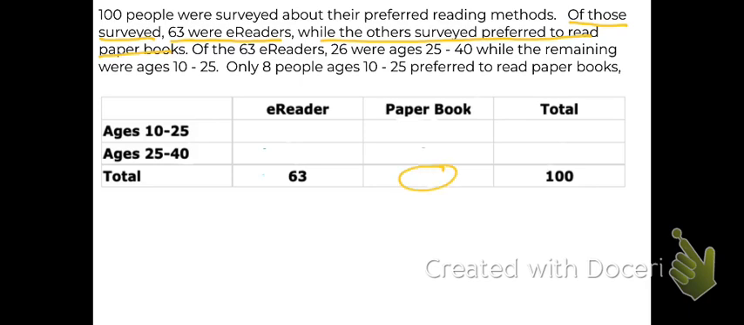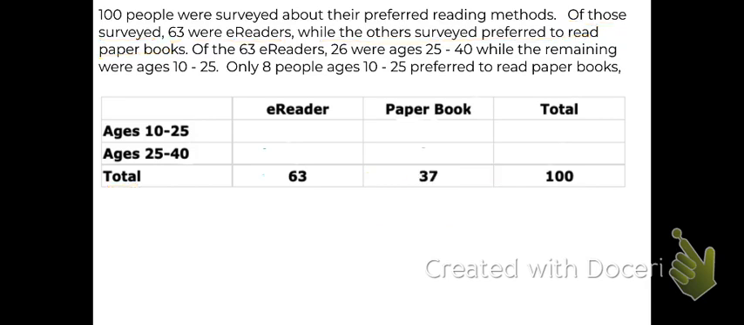What number goes here? Well, we need to use our understanding of two-way frequency tables. Remember, this bottom row is a total row. That means that 63 plus whatever number of people prefer paper books has to equal 100. So to figure that out, just take 100 and subtract 63 and see what's left.